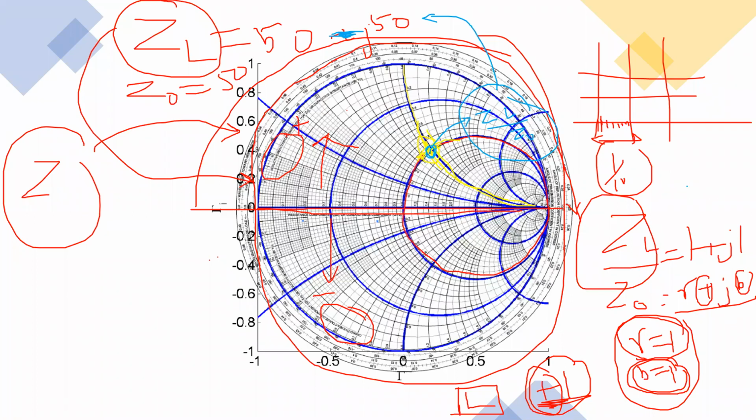Now, if the same thing was minus, if it was 50 minus j50 and Z naught was 50, this would turn out as 1 minus j1. In that case, B would be equal to minus 1 and R would be equal to 1. The R equal to 1 circle is already present over here. Since it is a capacitive reactive component, we need to consider the lower half of the Smith chart.